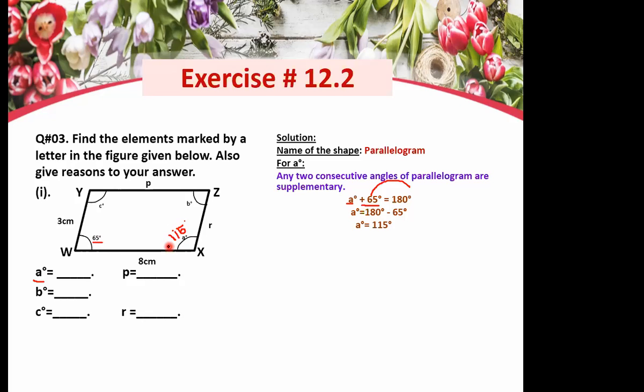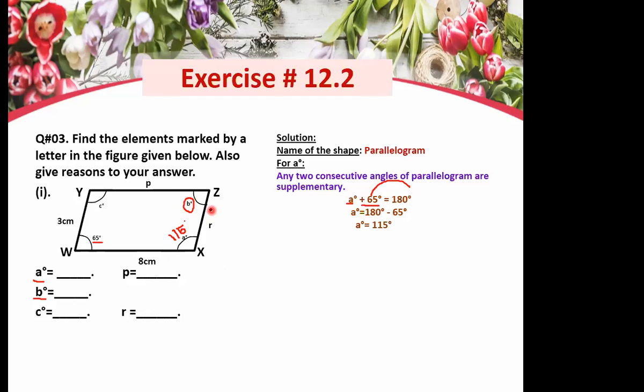Okay, now with the help of this postulate in which any two consecutive angles of a parallelogram are supplementary, you will find out that a is equal to 115. Now here you have the measurements of two angles. This one is given to you, which is 65, and you have found that your a is equal to 115. Now next you have to find angle b. Okay, now which is angle b? This one. Okay, this is angle b.